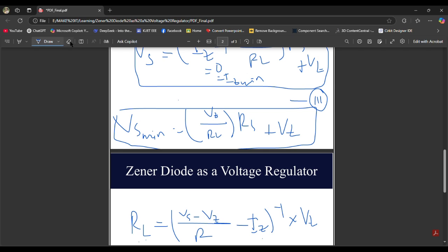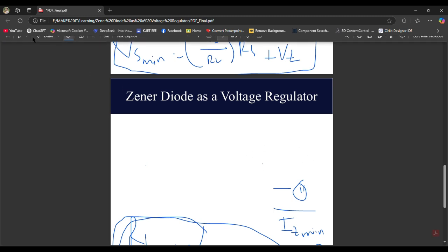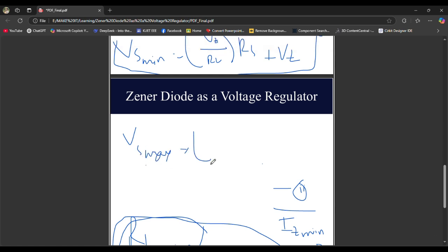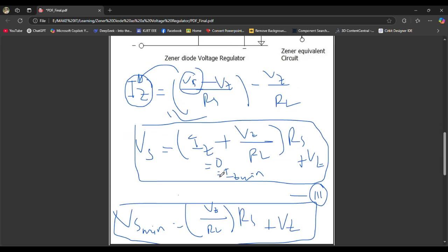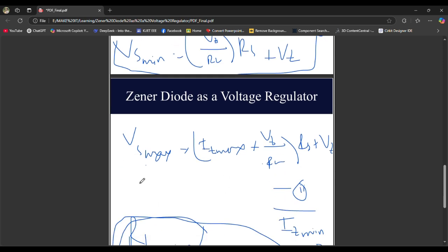And what will the supply voltage maximum be? It is also simple, and those who have understood all of the things can say it easily. Vs maximum will be when Iz is maximum. So Vs maximum is Iz max plus Vz divided by RL, multiplied by Rs, plus Vz. So we can also get the range of the supply voltage from these equations.